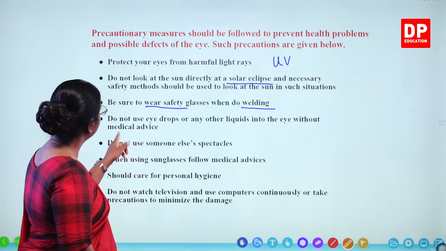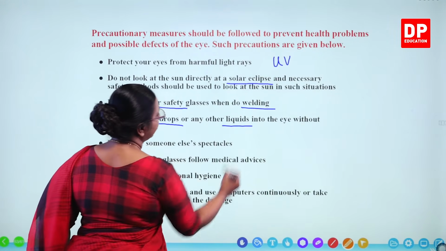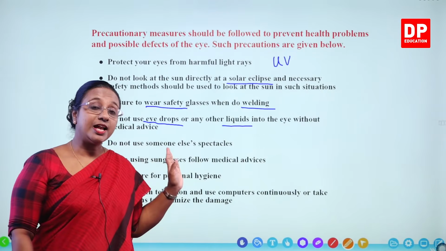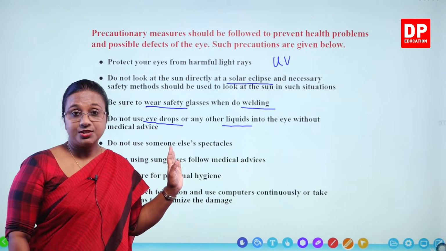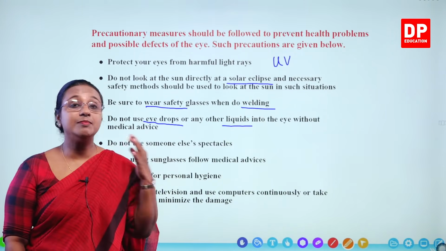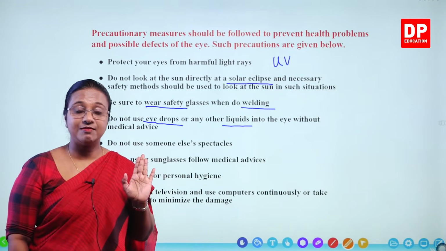Then the next one, do not use eye drops or any other liquids into the eye without medical advice. So when I discussed the eye situation, eye disease, eye infection, I told you all you can treat it with medication, but you have to get the medical advice, the doctor's advice.